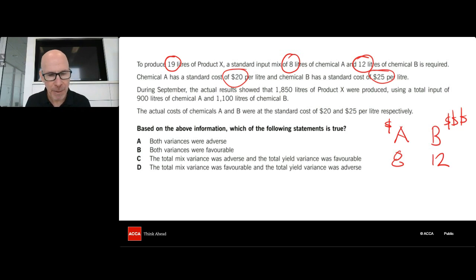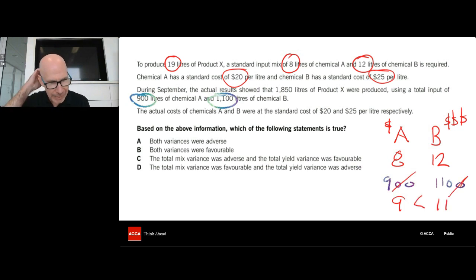Now I read the next paragraph and I see that the actual was 900 and 1100. If I just cross off those zeros, I can compare it. It's 9 and 11, isn't it? So look at that. 9 is greater than 11 in the ratio, but they used more of the cheap, less of the expensive. So we see that the mix variance is favorable without touching a calculator, people. Give me a thumbs up if that made sense. You can arrive at the correct answer without a calculator if you step back.